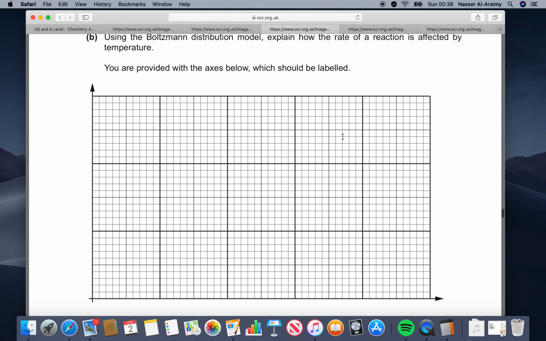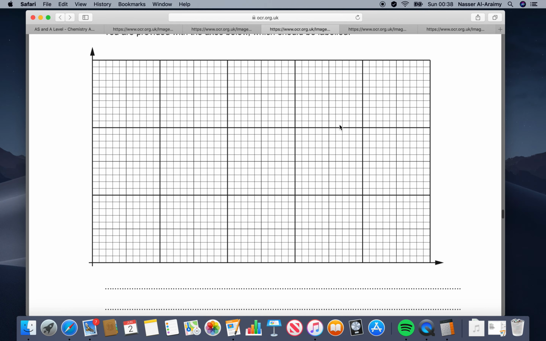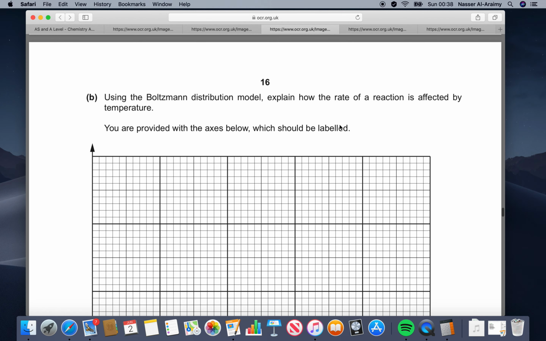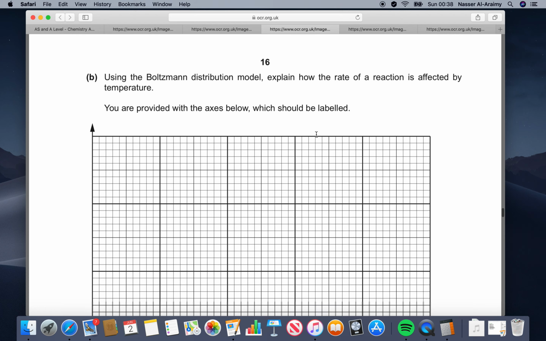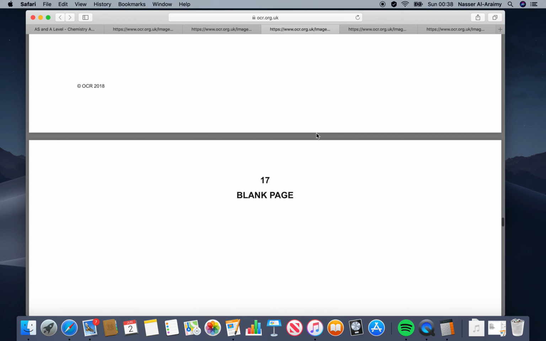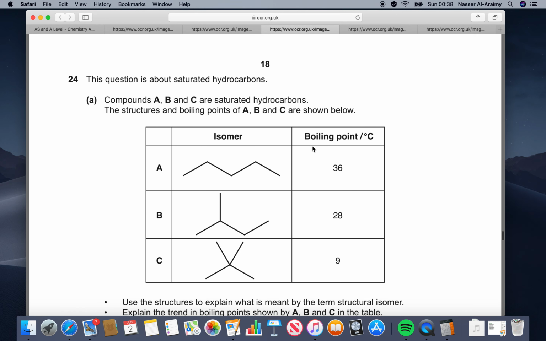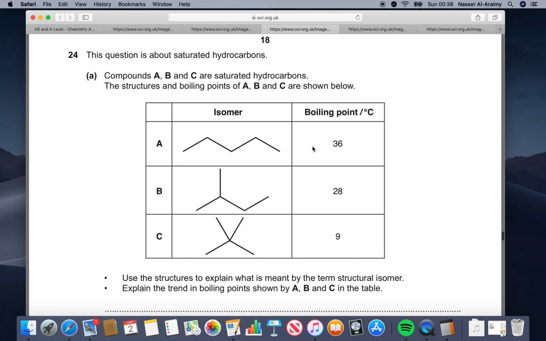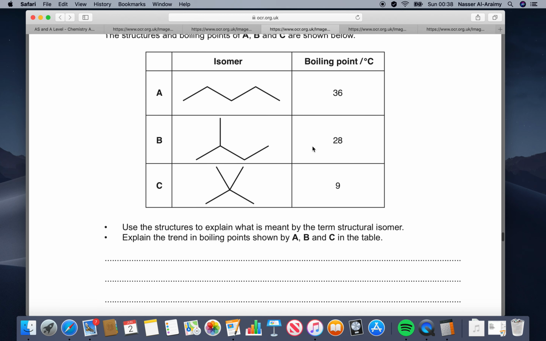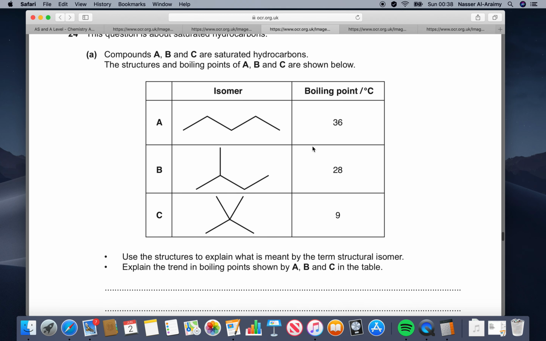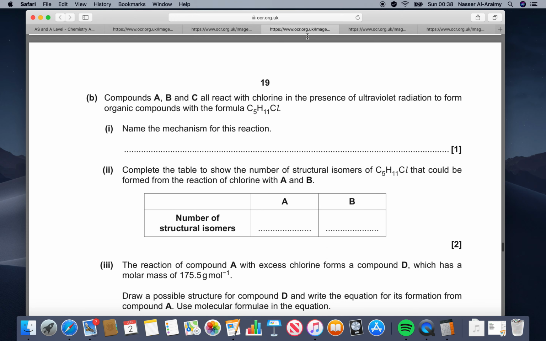This paper is the most unpredictable when it comes to breadth. They test everything. Right, look at that. They test everything. Then you've got your saturated hydrocarbons here. What's the name? Structural isomers. Yeah, they did this on purpose. This is not how it used to be.